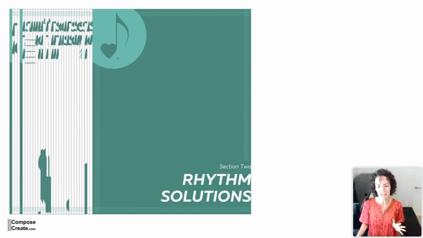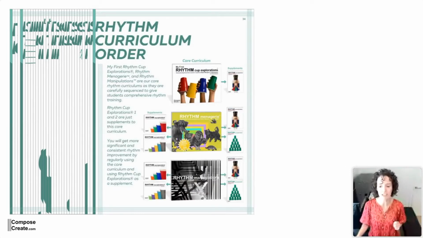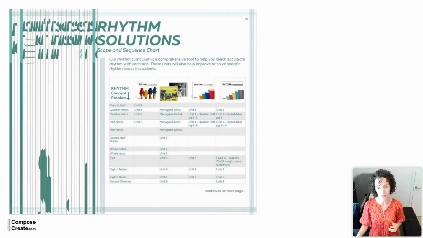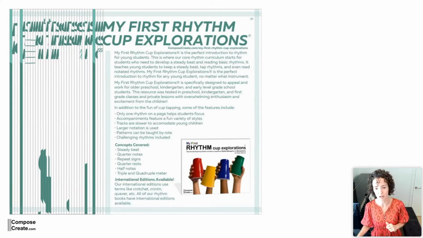The second section is on rhythm solutions. This will give you a little more clarity on how to use our rhythm curriculum. So what order do the books go in? What's a supplement? What's a part of the regular curriculum? What if you're teaching dotted quarter notes that week and you want to know which book has dotted quarter note exercises in it? You can look at our scope and sequence chart, which is in this catalog, and you'll be able to see exactly where to go to find those dotted quarter notes.